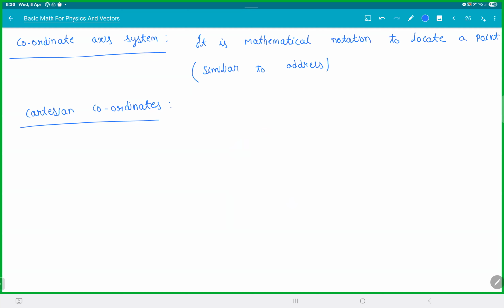Just to give an example, in the Cartesian coordinate system with x and y, if someone tells you there is a point P (3, 2), what is the meaning of this? How do you read it out? This is how you read it out: from the origin, move 3 units along the x-axis.